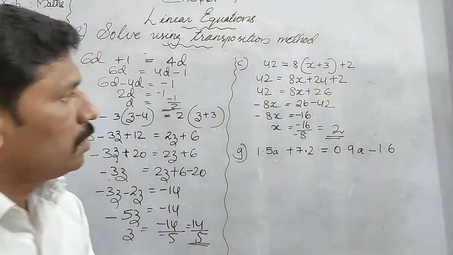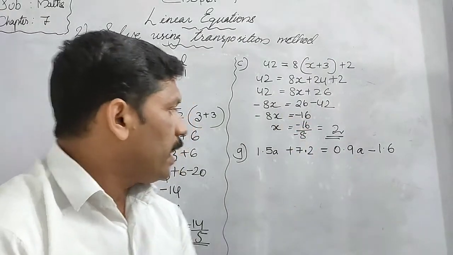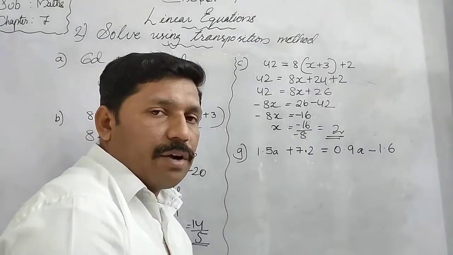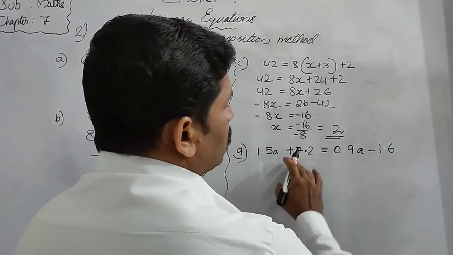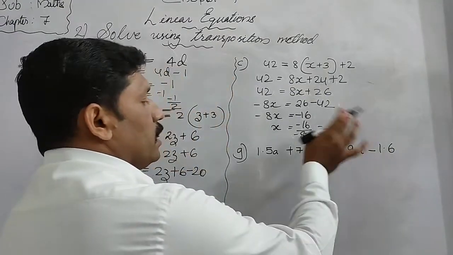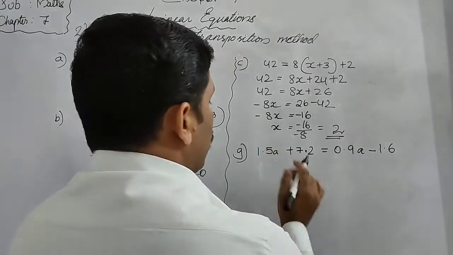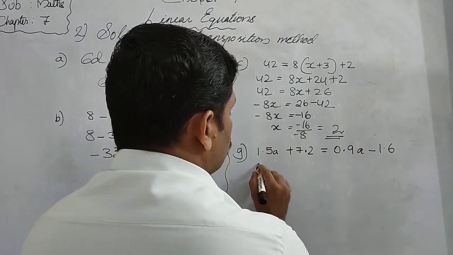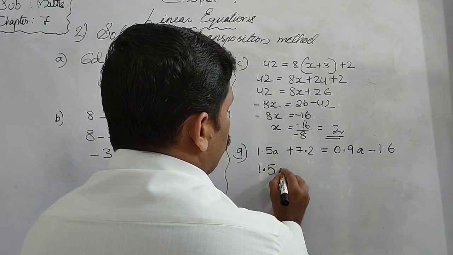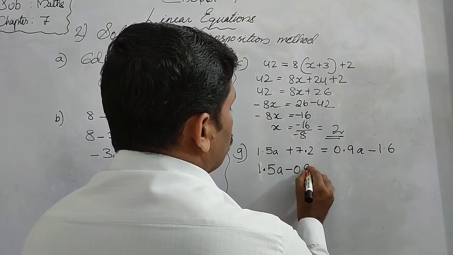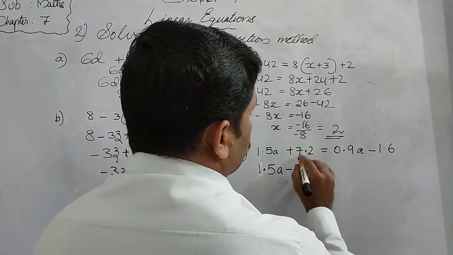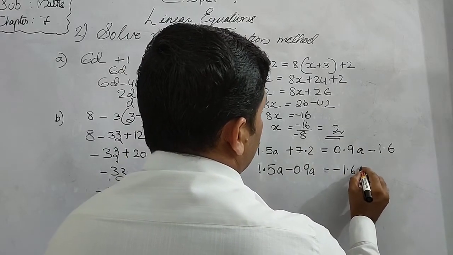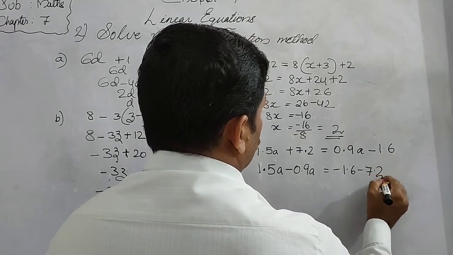I think, students, you understood. This is very simple. Next, decimal numbers. Here, with decimal numbers, we do the same process. We shift numbers from one side to the other side. So here, first of all, this 0.9a I am going to take to this side: 1.5a minus 0.9a, and at the same time I am shifting this to the other side: negative 1.6 minus 7.2.